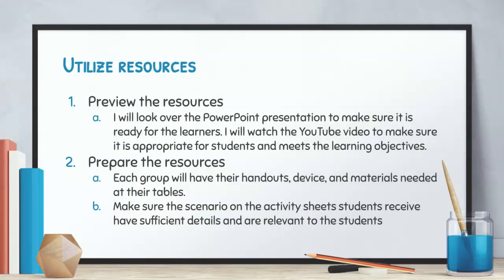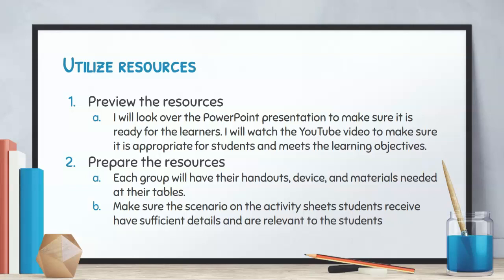Utilizing resources. We're going to be following the 5 Ps. The first P is previewing the resources. I would look over the PowerPoint presentation to make sure it's ready for the learners, that it's developmentally appropriate, and that they are getting all the concepts that they need. Also make sure that the video I select is appropriate for the students and meets the learning objectives. And if it's only a small section I need, then I'll make sure that only that small section is shown and that it is ready right away so I don't waste time looking for that section. It's ready to go.